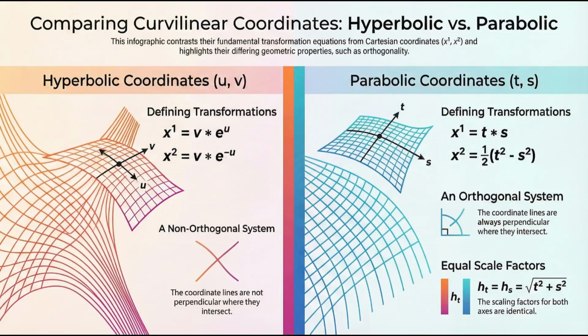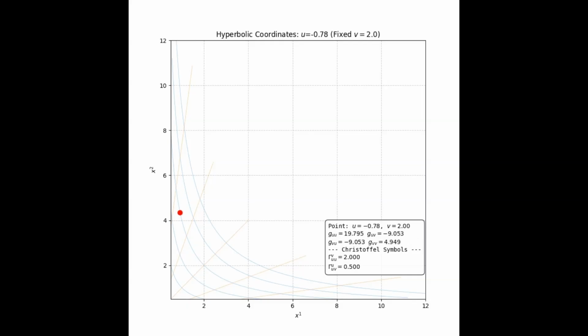This is the brief on curvilinear coordinate systems, specifically hyperbolic and parabolic geometry. So we're going to look at how these two advanced coordinate systems, hyperbolic and parabolic, are built from the math up. And getting a feel for their unique geometry is so important because it completely changes how we do our calculations for physics and engineering in those spaces.